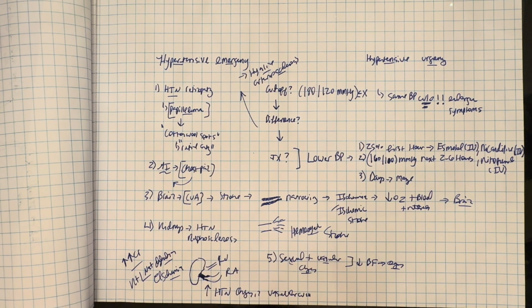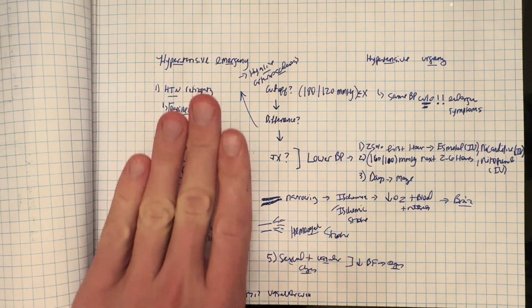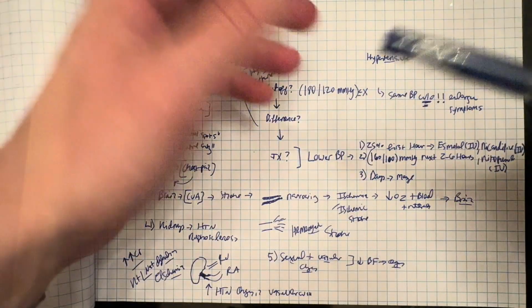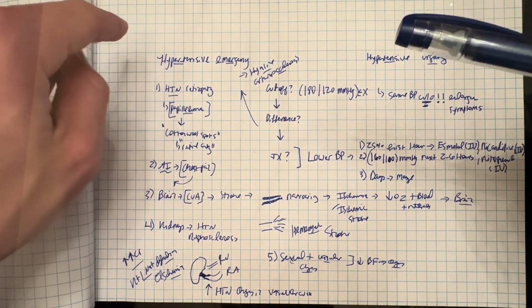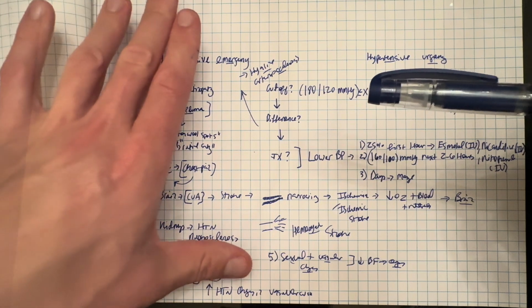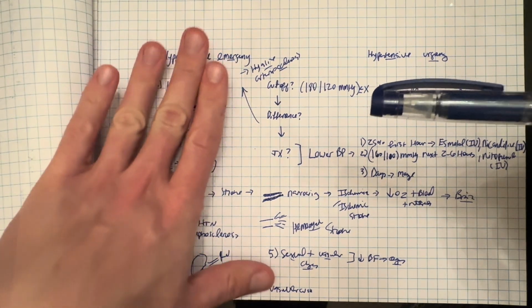So that's really important to realize that if somebody's presenting to the emergency department that you're working at, or whether it's your clinic or whatever, and they're telling you, hey, I'm having these symptoms, and you do a blood pressure reading and you see this, you should immediately be thinking about a hypertensive emergency.